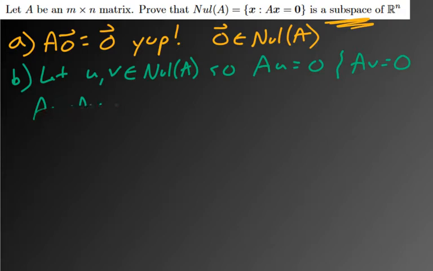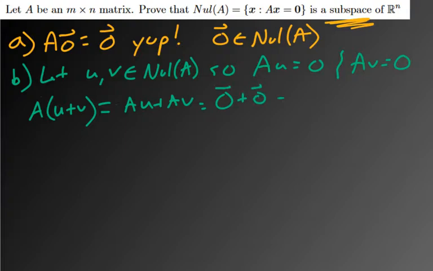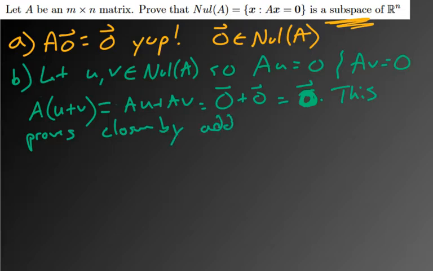Actually I think I want to start that off differently. I want to show that A operating on U plus V is in the space. That's what I want to show, sorry. So then I'm going to distribute, and I get AU plus AV. And we know by this line, since U and V are in the null space, that this is 0 plus the 0 vector, which is 0. And so this really proves the closure by addition property.